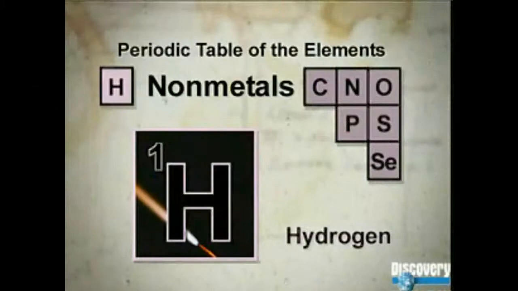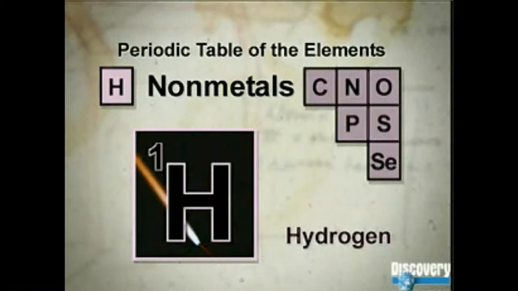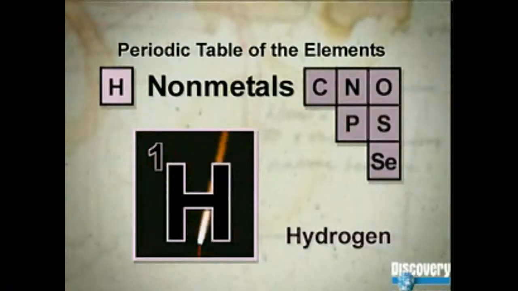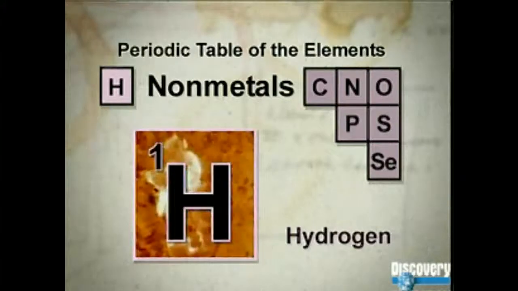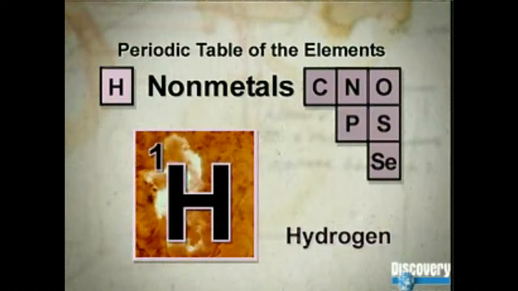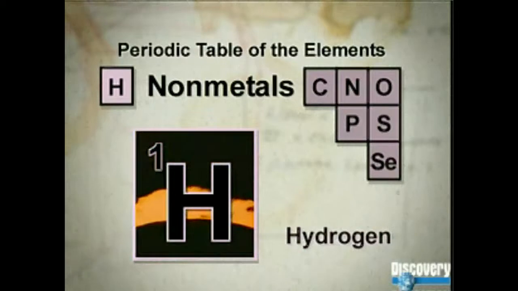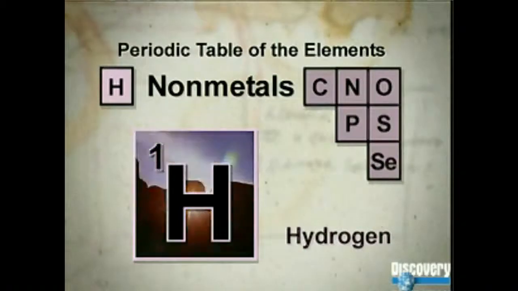Hydrogen, a nonmetal, is a colorless, odorless, highly flammable gas. It is the lightest and most abundant element in the universe. Hydrogen is the main energy source for our sun. Two hydrogen atoms are fused together, forming helium and releasing light and heat energy.